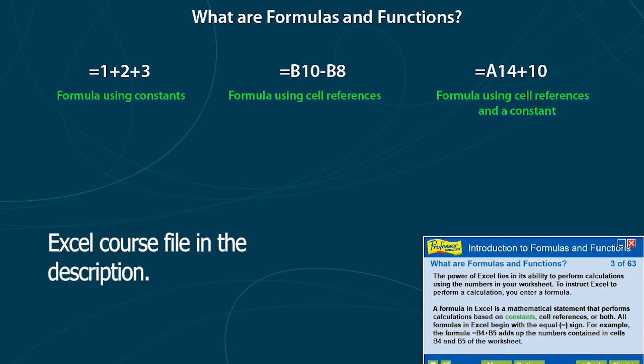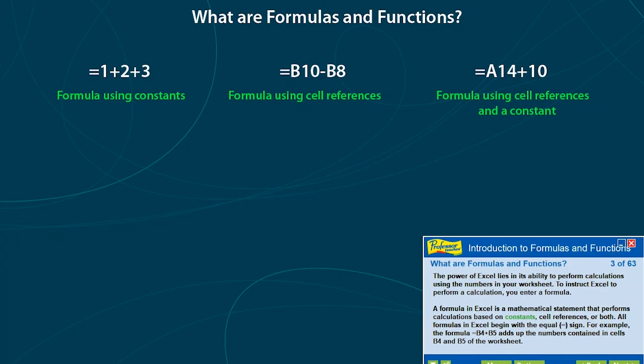To perform a calculation, you enter a formula. A formula in Excel is a mathematical statement that performs calculations based on constants, cell references, or both. All formulas in Excel begin with the equal sign. For example, the formula equals B4 plus B5 adds up the numbers contained in cells B4 and B5 of the worksheet.